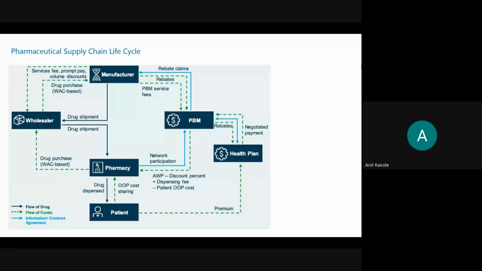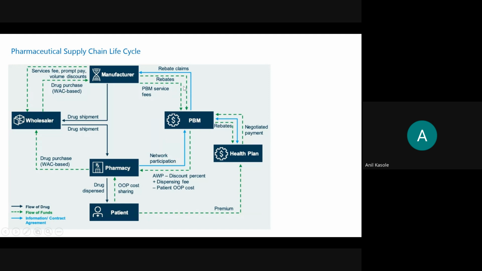And this is also the very unique life cycle of the pharmaceutical supply chain. But again, I will spend 30 seconds here. You can see any product which is made goes into the manufacturing. You can see the manufacturer.